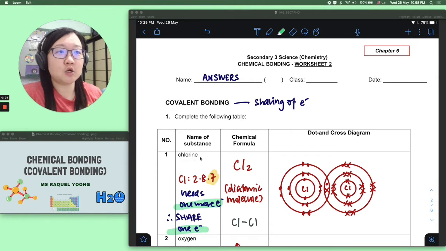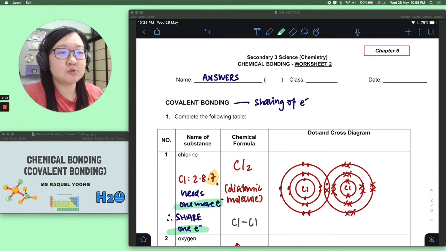We have chlorine. All right, so chlorine, from our prior knowledge, we already know that being a group 7 element, it exists as a diatomic molecule. Di meaning, you think of the word double, double means two, right? So chlorine consists of two atoms, which makes up the molecule Cl2. So if we look at the chlorine element, the electronic configuration is 2.8.7.